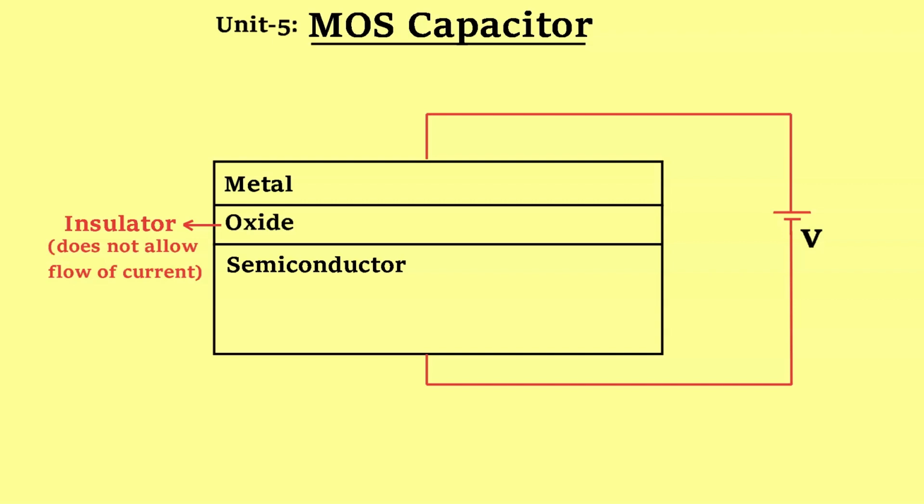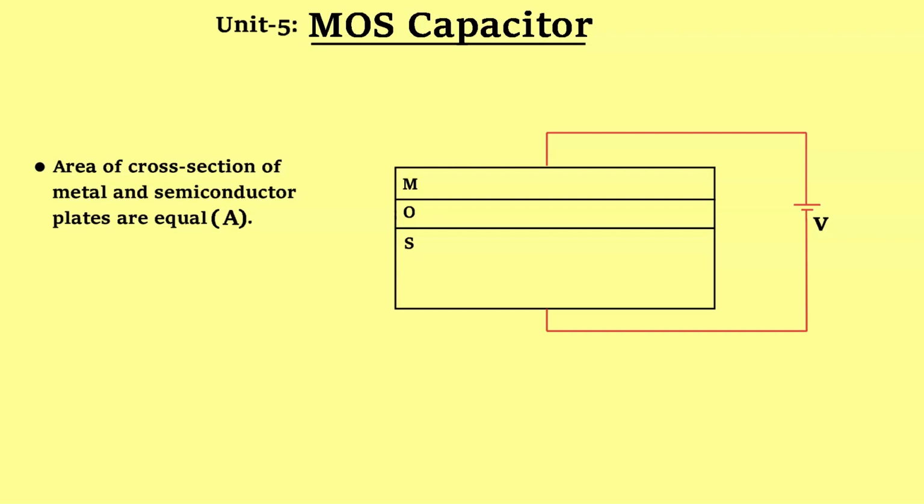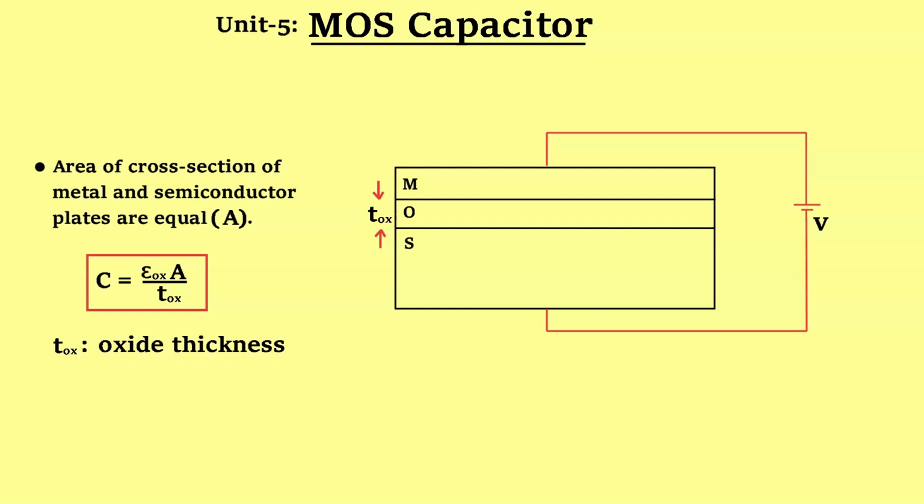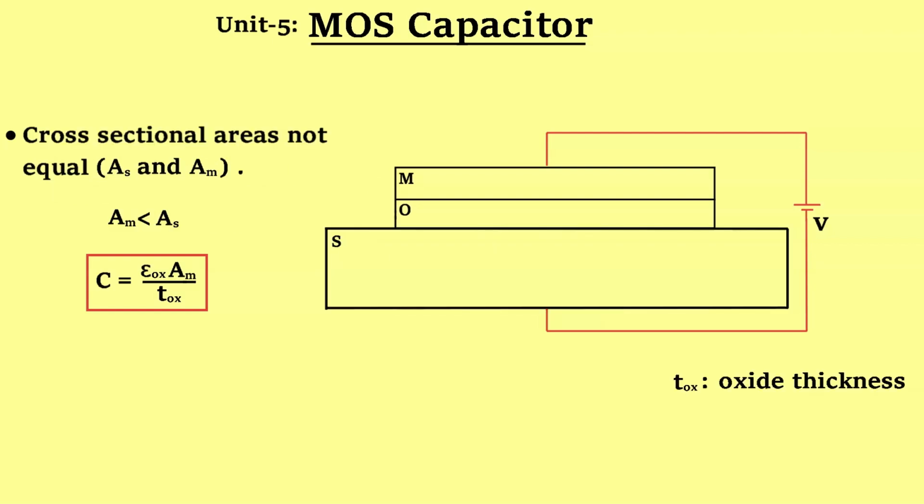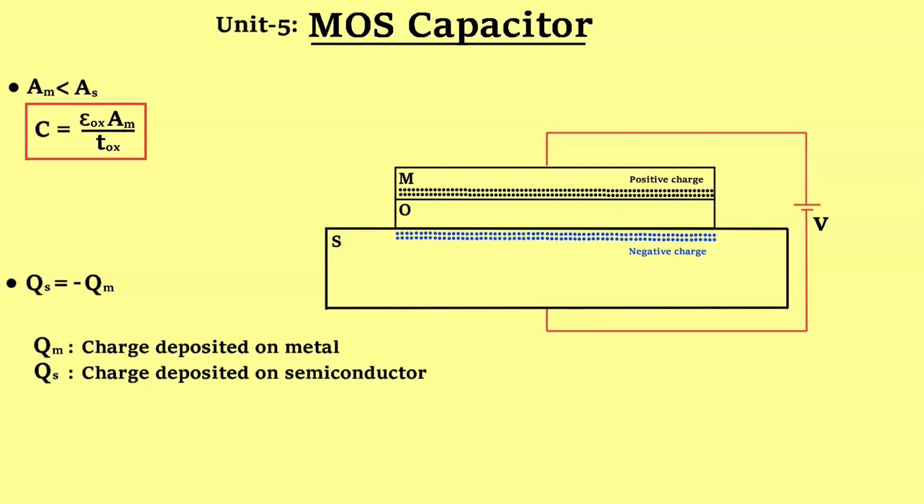In earlier classes, whenever we have studied the parallel plate capacitor, we have taken the area of the two plates to be equal. In that case, capacitance is equal to the permittivity of the dielectric times the cross-sectional area of the plate divided by the distance between the two plates. But if the area of the plates is not equal, then we take the area of the plate which is smaller in size. The total charge on the two plates will be equal in magnitude.